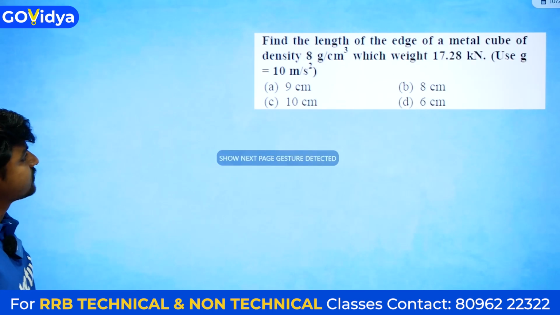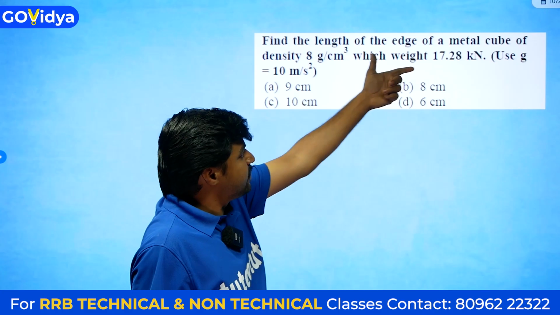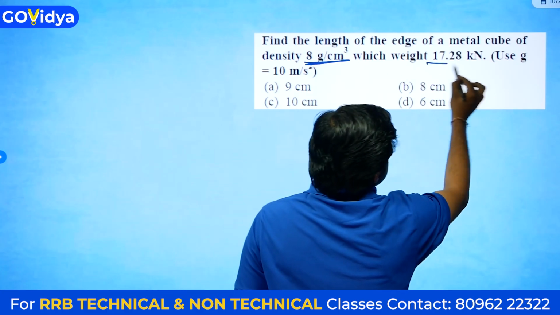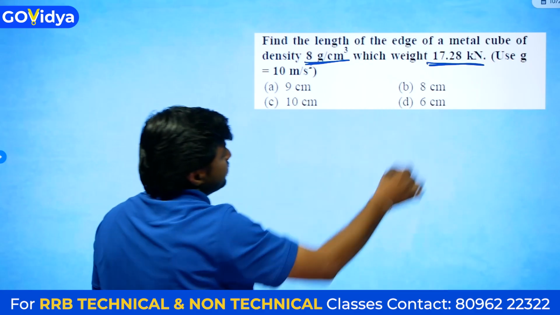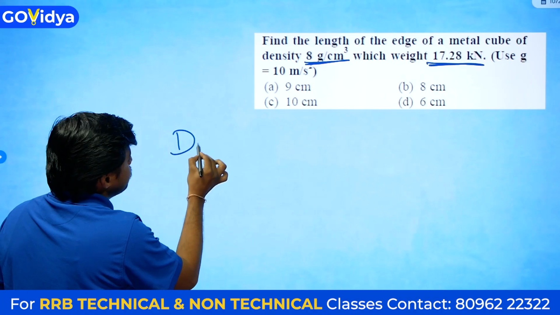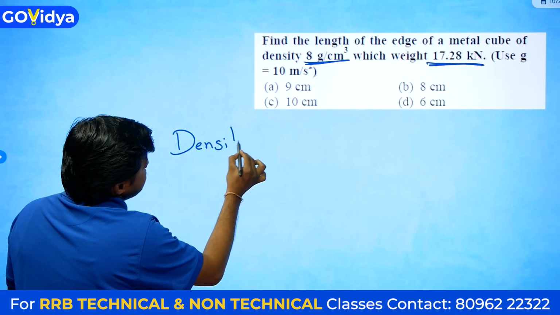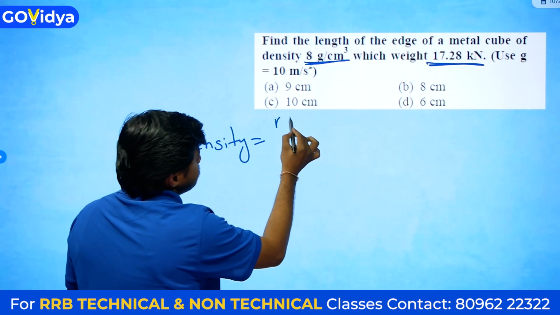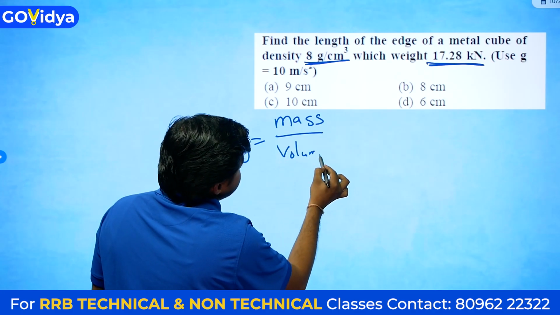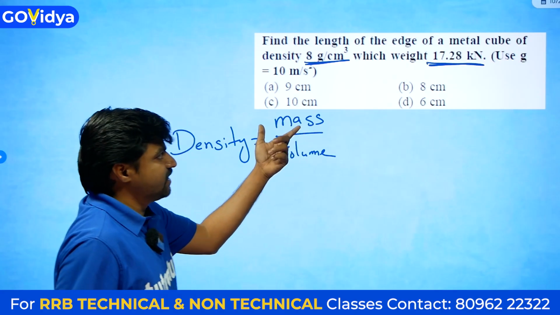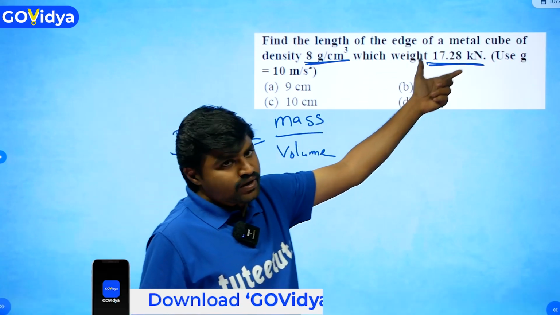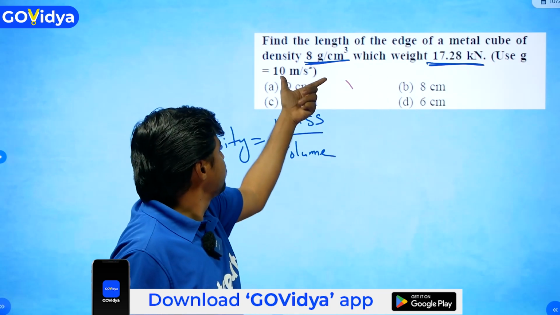Next question. Find the length of the edge of the metal cube having density of 8 grams per centimeter cube, and the weight is given. Weight is 17.28 kilonewtons. Okay, density is given. We know the formula, density is equal to mass by volume. Mass is not given directly. Weight is given. From the value of W and g we can find the value of mass.